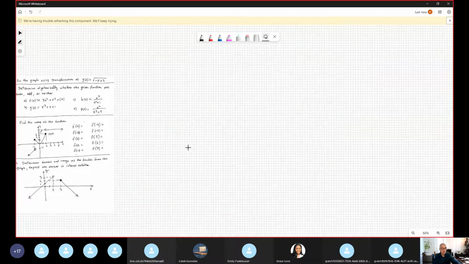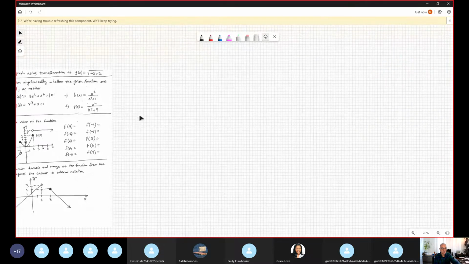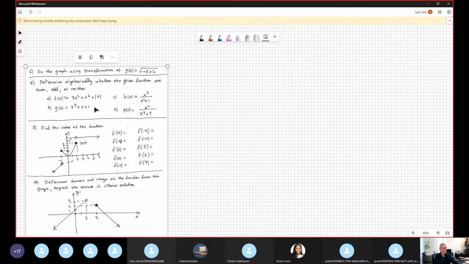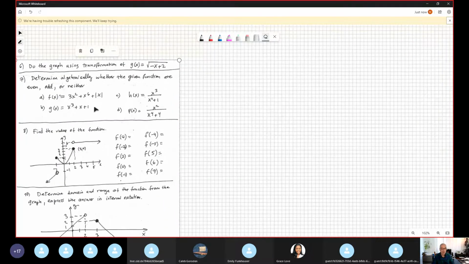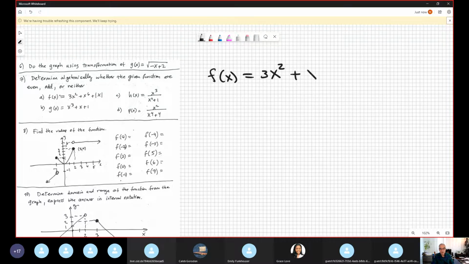Okay, now let's do it in specific problems. You take the first problem, letter A: the function f of x equals 3x squared plus x to the 6th power plus absolute value of x. Wow, look at that. Using intuition. The exponents are 2 and 6, and the absolute value.